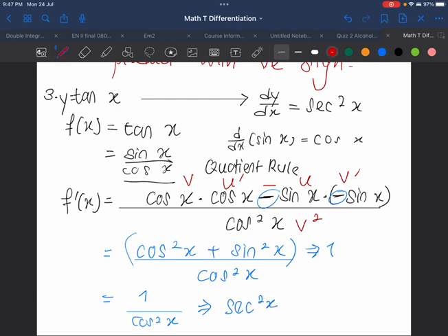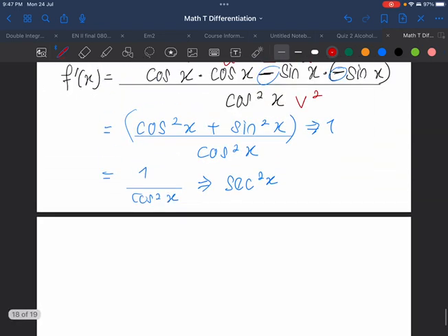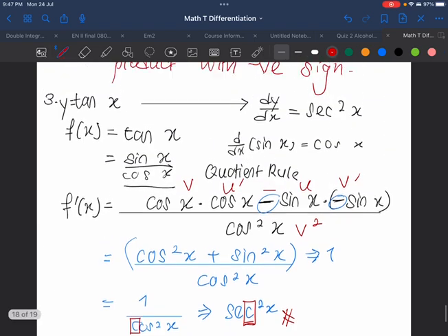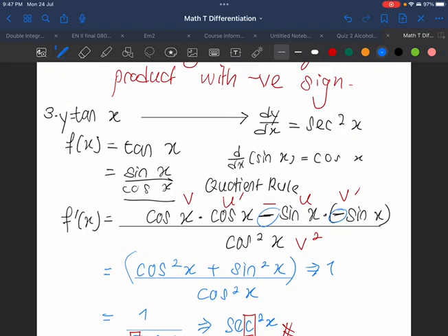You ask me how do I remember secant square x equals 1 over cos square x? Actually there is a trick. You can see that the third letter of secant indicates the first letter of its reciprocal. So I know that secant square x is equivalent to 1 over cos square x, or secant x equals 1 over cos x. So here we derive the differentiation of tangent x.